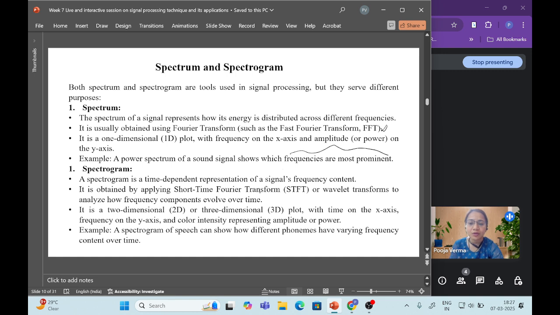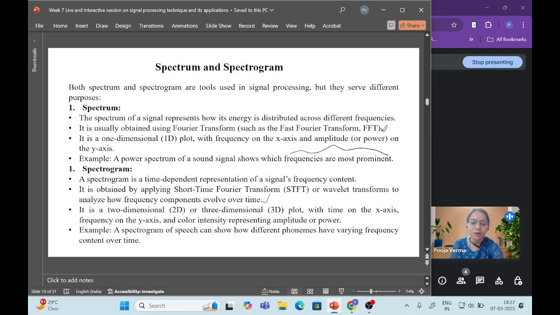And a spectrogram is a time-dependent representation of a signal's frequency content. It applies the short-time Fourier transform to analyze how frequency components evolve over time. It uses a two-dimensional or three-dimensional plot with time on the x-axis, frequency on the y-axis, and the color intensity represents the amplitude or power.